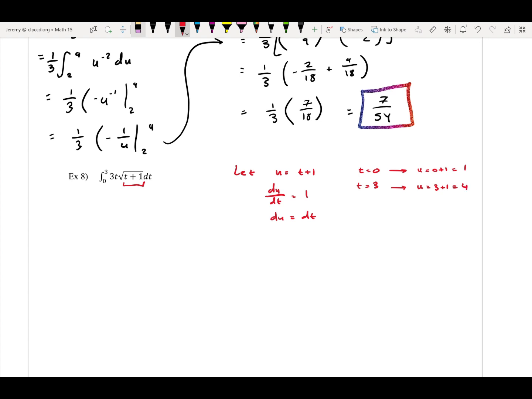Okay, so there's that. Let's see what happens when I make those substitutions. So now we're integrating from 1 to 4 of 3t times the square root of u, and then dt just simply gets replaced by du this time.